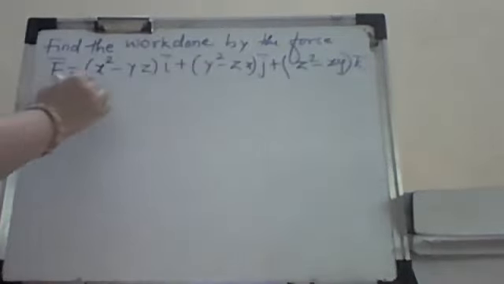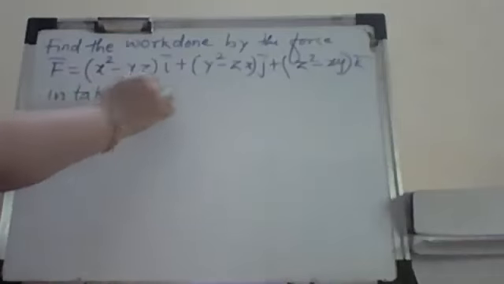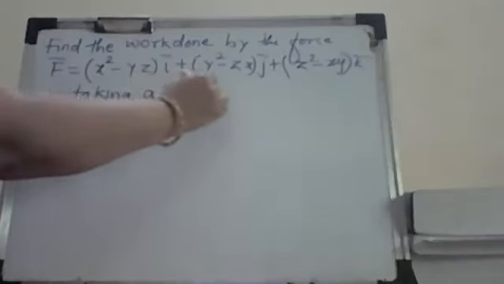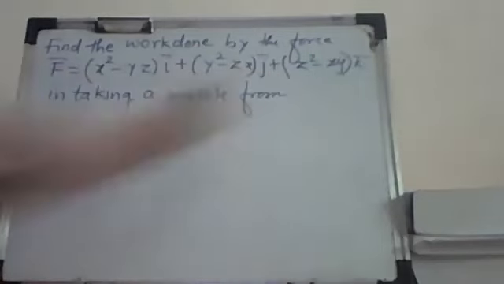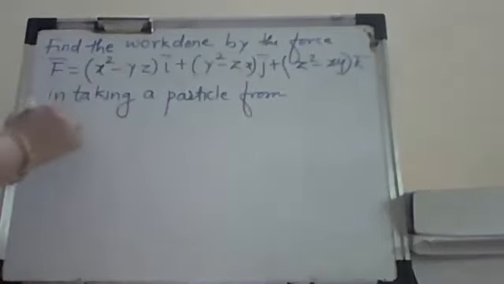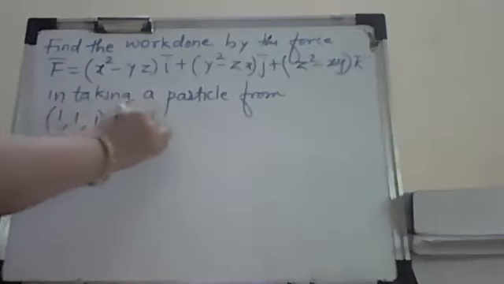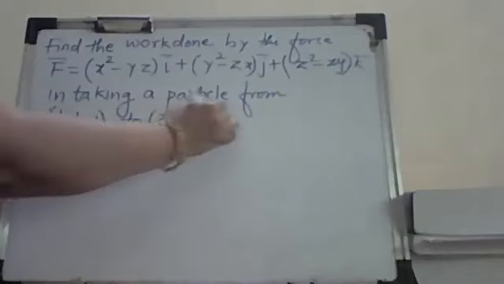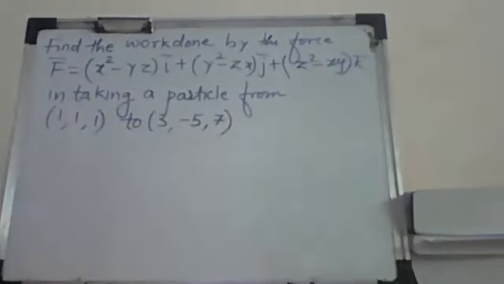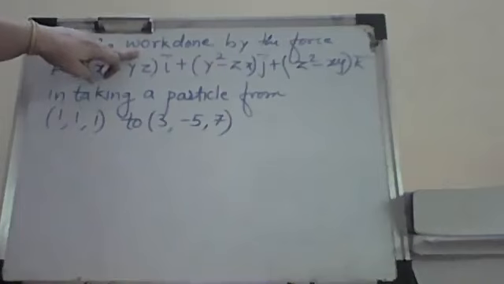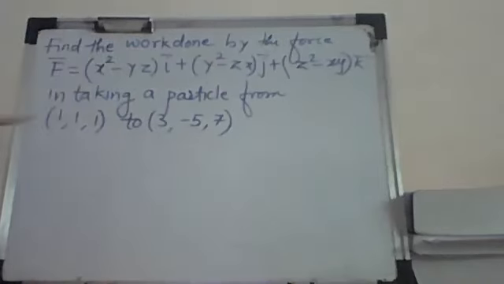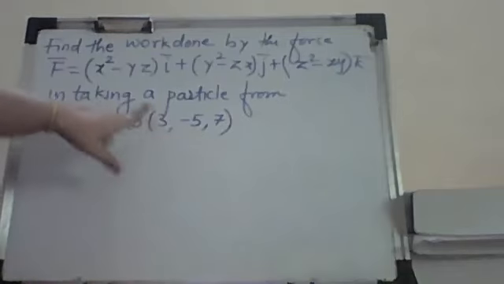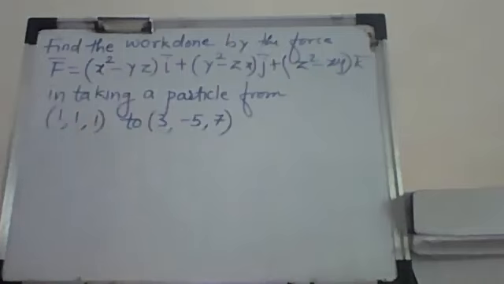And taking a particle from (1, 1, 1) to (3, -5, 7). So why is it different? The similar thing is that I have to calculate the work done. But what is given is taking a particle from this point to this point. I have the starting point and the ending point, but the path is not mentioned.